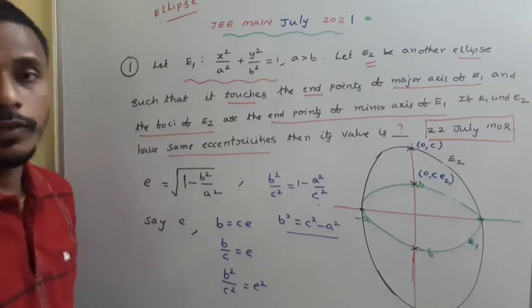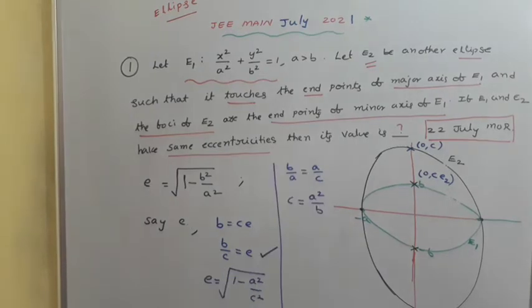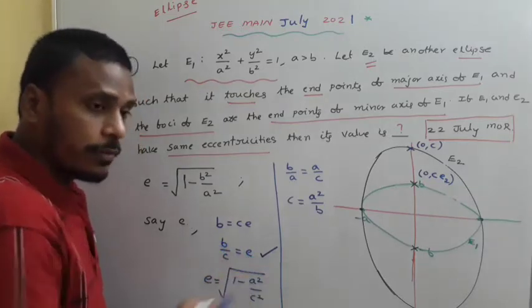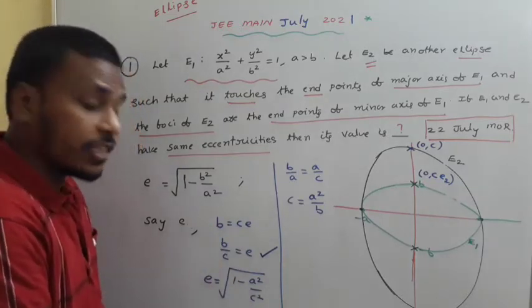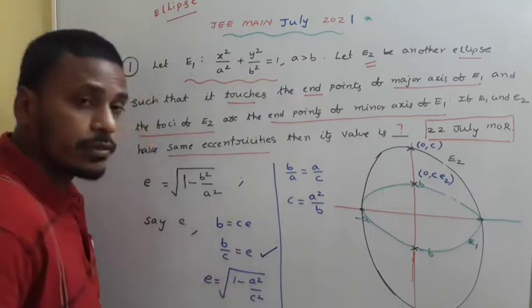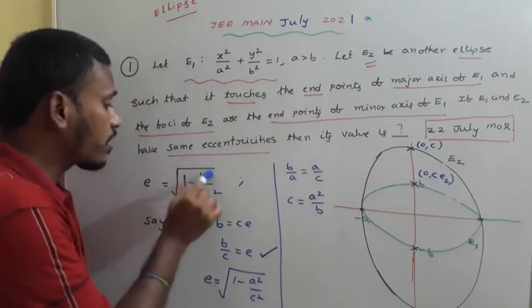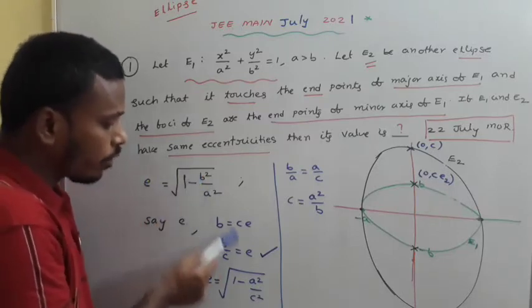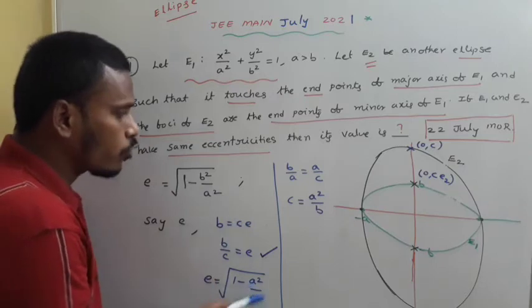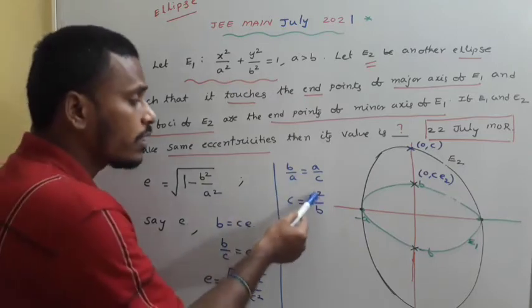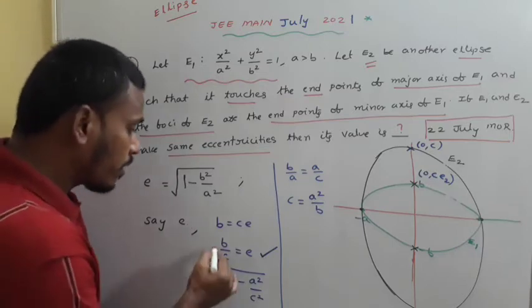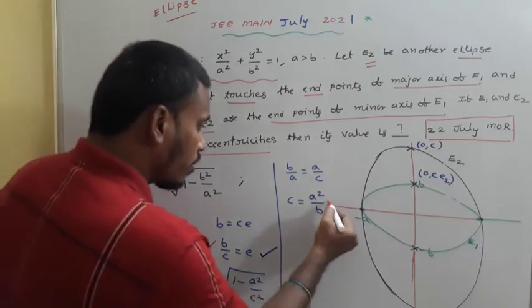So eccentricity is same for both the ellipses. So here b by c is equal to e, which means e. And for the second ellipse, if you write eccentricity, that is root of 1 minus a square by c square. For the first ellipse, eccentricity is root of 1 minus b square by a square. Since these two are equal, when you compare these two, b by a is equal to a by c. From there, c is equal to a square by b. So finally, we have b by c is equal to e as one relation, c is equal to a square by b as the other relation.